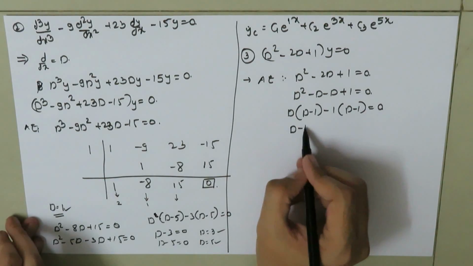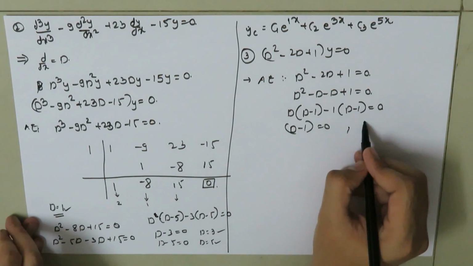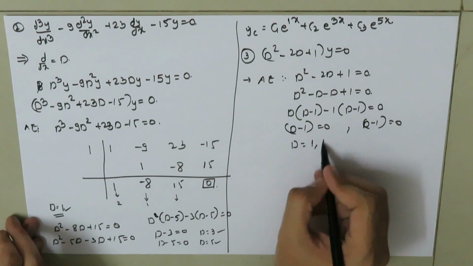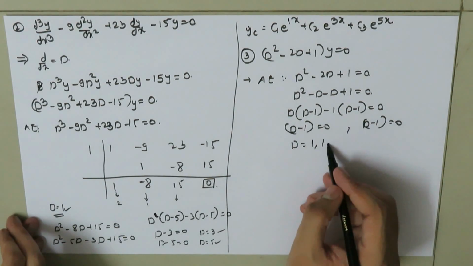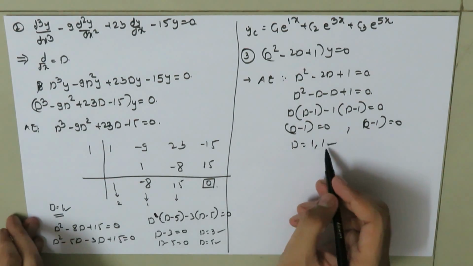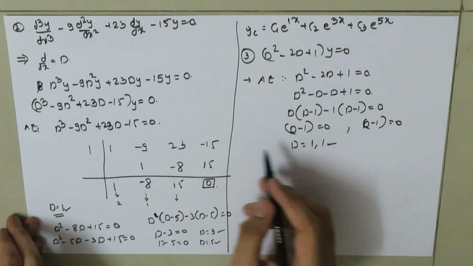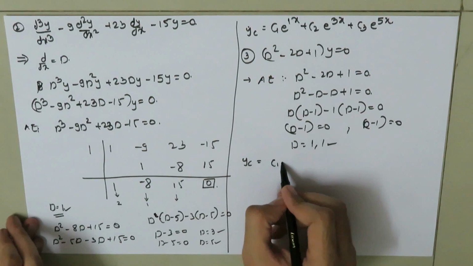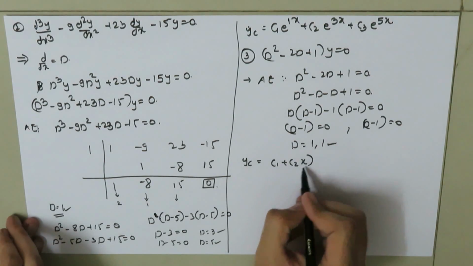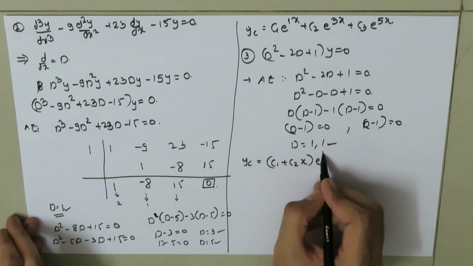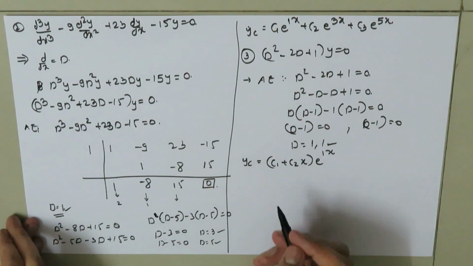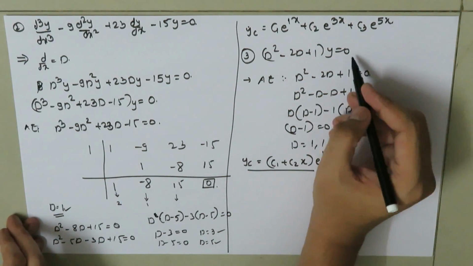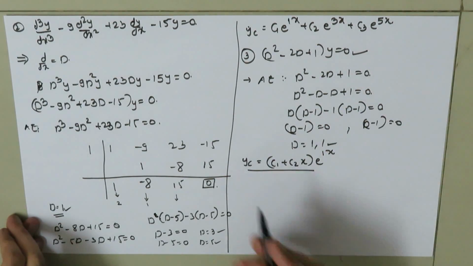So d minus 1 equal to 0 and d minus 1 is equal to 0. So d is equal to 1 and 1 are the two roots. Now these two roots are real and equal. So the complementary function yc is equal to (c1 plus c2x) times e to the power 1 times x. So this is the complementary function for the given differential equation.